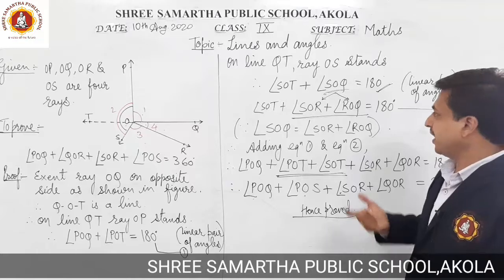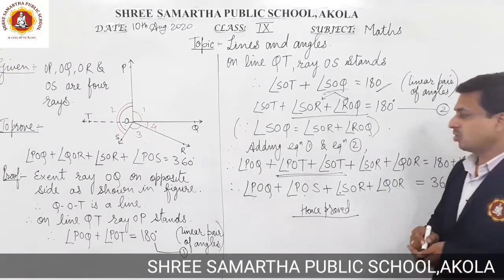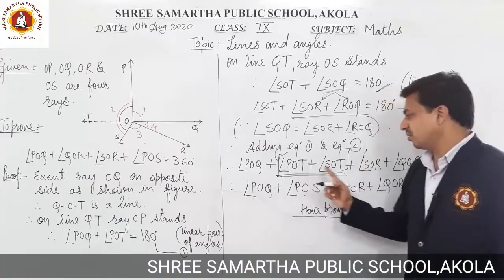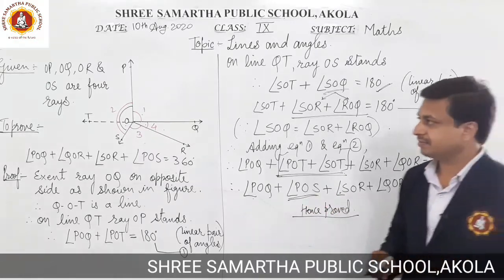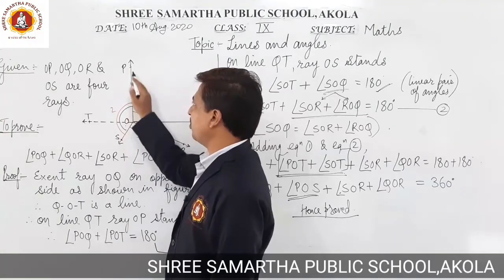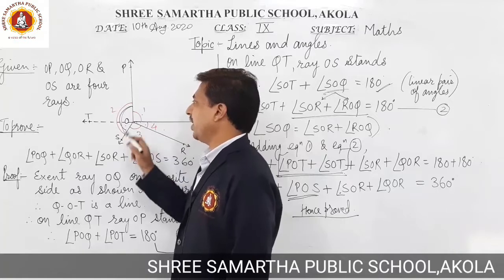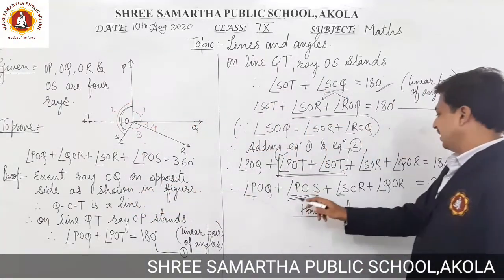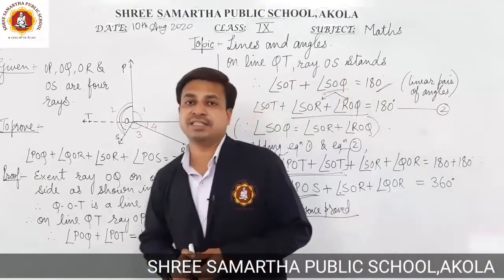So after adding equation 1 and equation 2, we get this quantity and this quantity. The sum of these 2 angles is nothing but angle POS. POS is the sum of angle POT and SOT. So if you add these 2 angles, we will get one single angle POS. So we got this, and therefore the sum of these 4 angles is equal to 360 degrees.